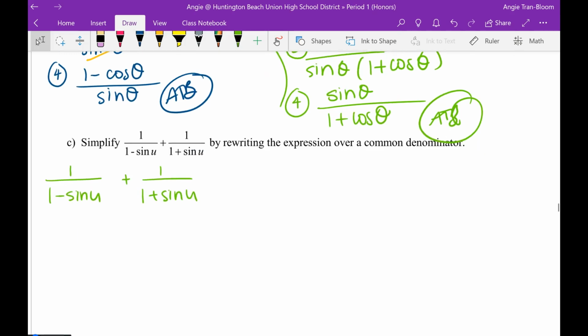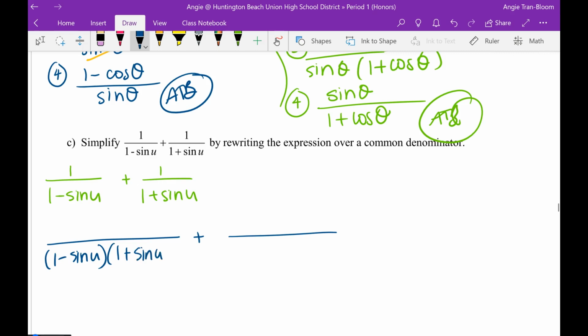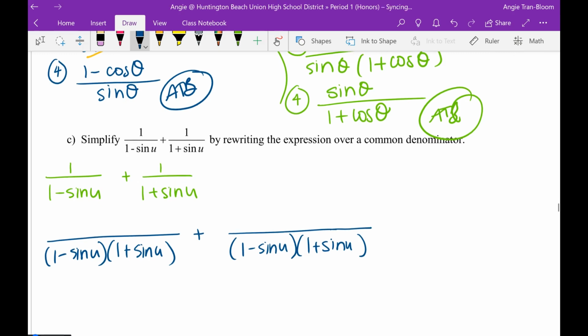Yeah, just both of them together, right? So here's a big quantity: 1 minus sine of u, 1 plus sine of u, 1 minus sine of u, 1 plus sine of u. All right, so now that I have a common denominator, what should we multiply to the first fraction over here? What's missing? 1 plus sine of u. Okay.